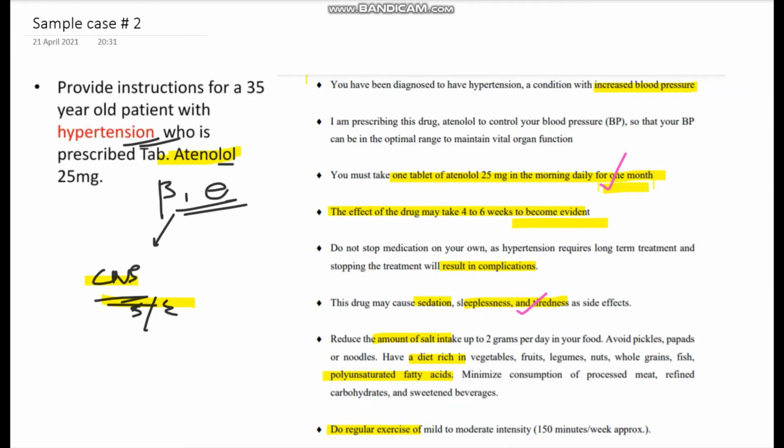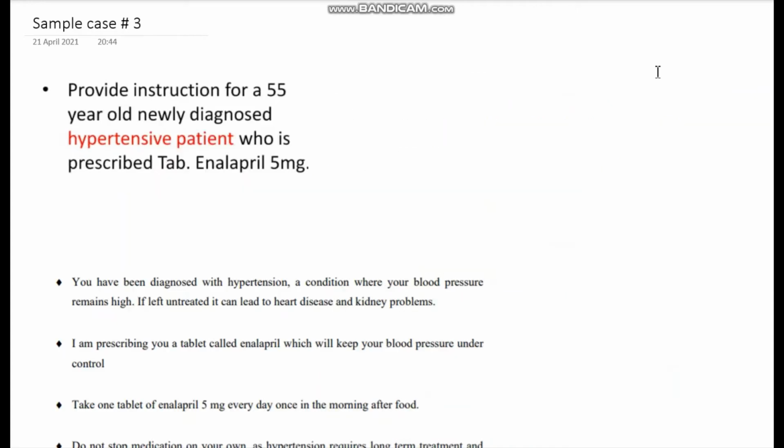Okay, so here let's come to the third sample case. Okay, so the third sample case is instruction for a 55-year-old newly diagnosed hypertensive patient who is prescribed tablet enalapril. Enalapril. If you see the prill here, you can get an idea that this is an ACE inhibitor, right? An ACE inhibitor, and it is used in case of a hypertensive patient.